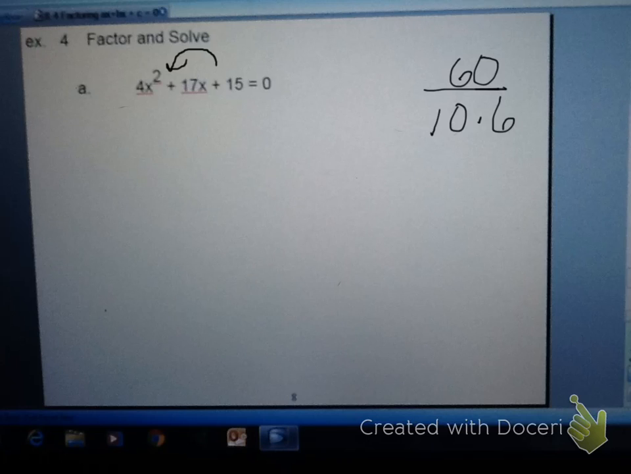10 plus 6 is 16, not 17, but I'm very close. So I'm going to try a number that's kind of close to 10. I'm going to try 12. 12 goes into 60 5 times. And 12 plus 5 is 17. So I'm going to split the middle term there.